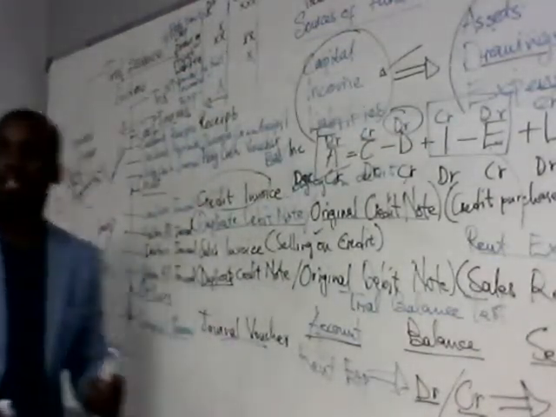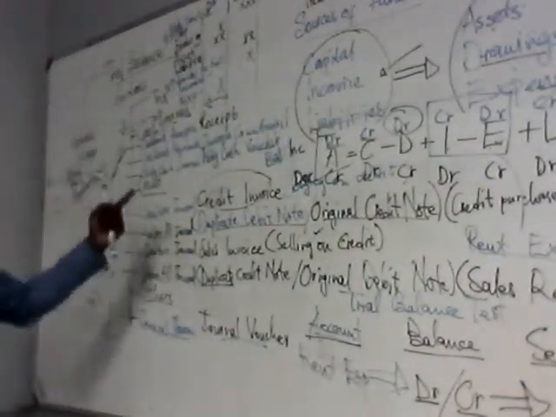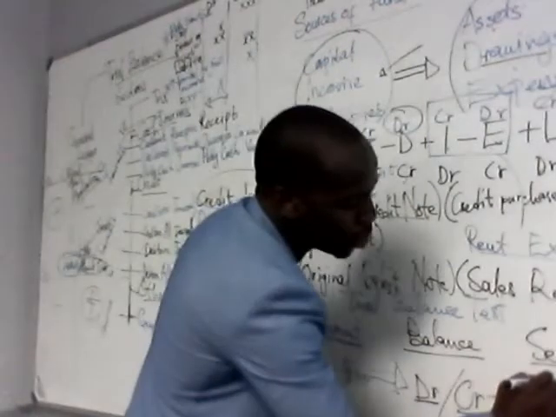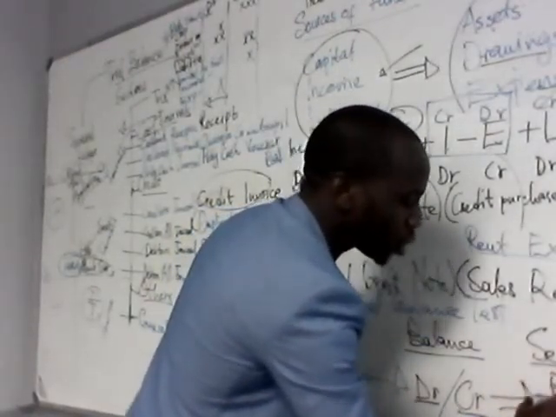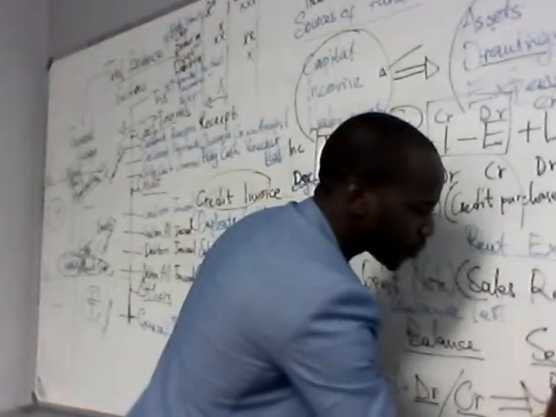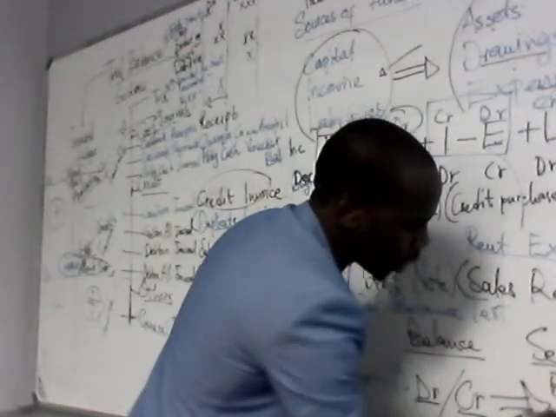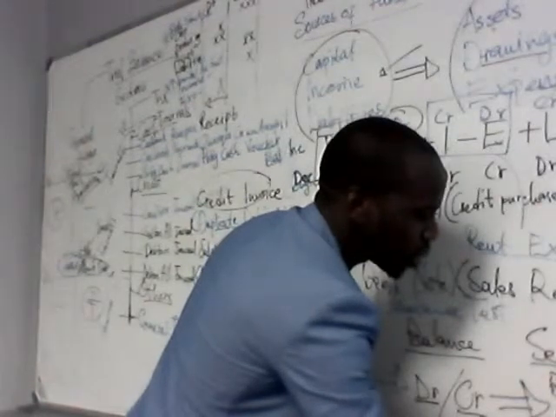Now, once we say that it's on the debit, we say, okay, expenses, in which section are they? We've got two sections to choose from. It's going to be the balance sheet section, or the nominal account section.